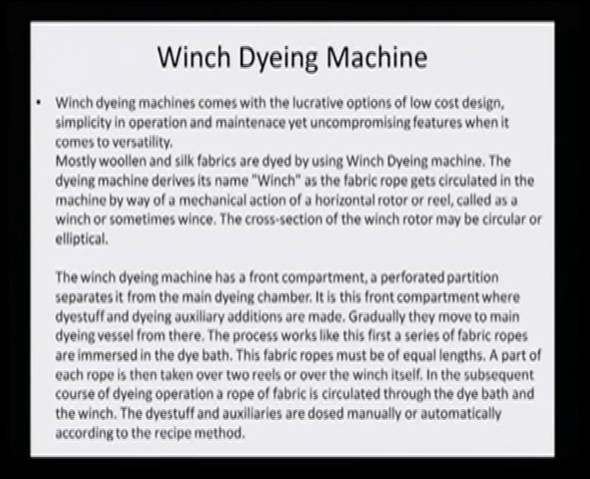The process works like this. First, a series of fabric ropes are immersed in the dye bath. These fabric ropes must be of equal lengths. A part of each rope is then taken over the two reels or over the winch itself. In the subsequent course of the dyeing operation, a rope of fabric is circulated through the dye bath and the winch. The dye stuff and auxiliaries are dosed manually or automatically according to the recipe method.